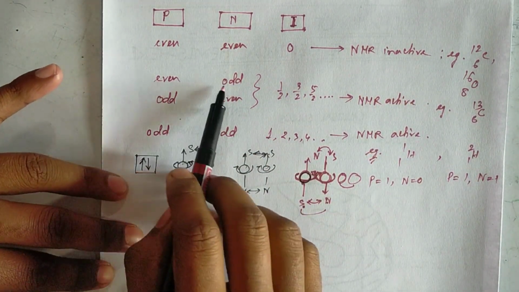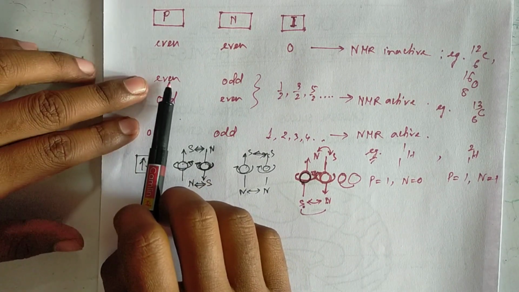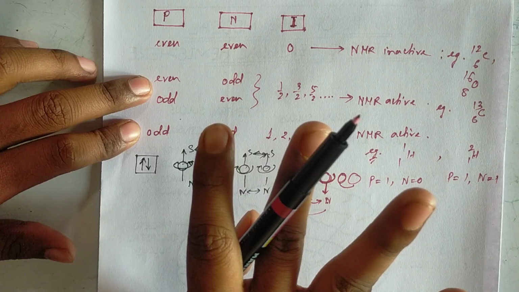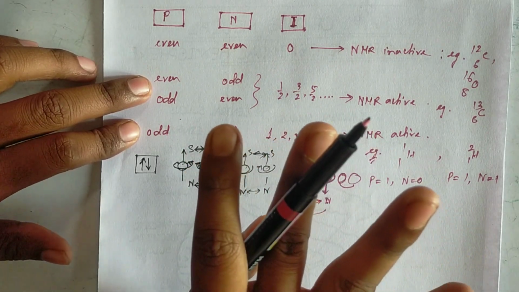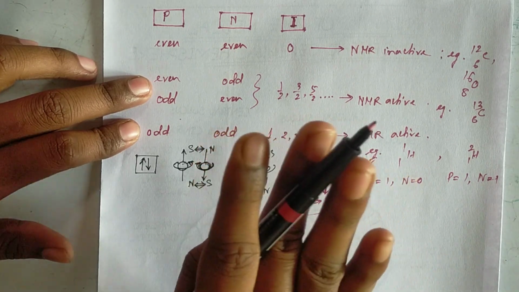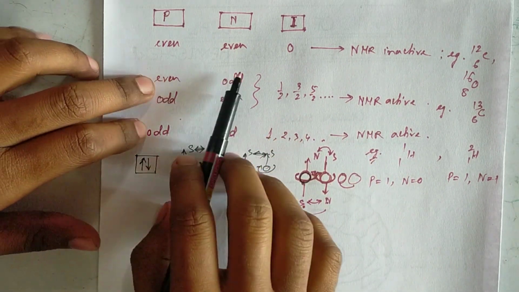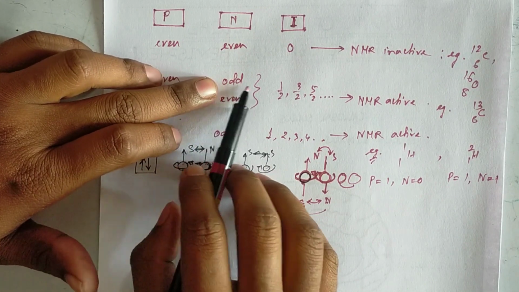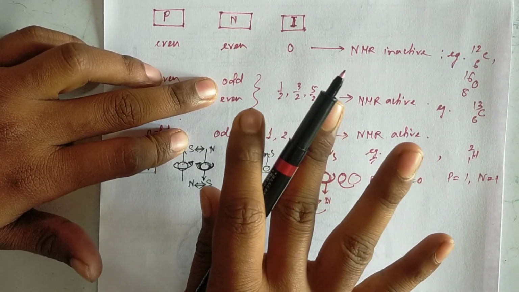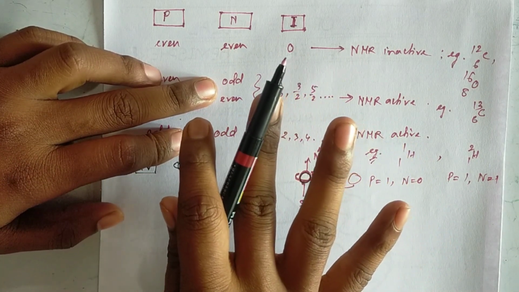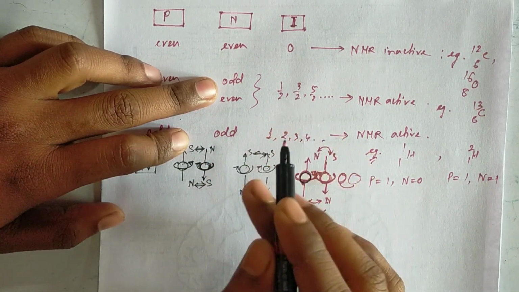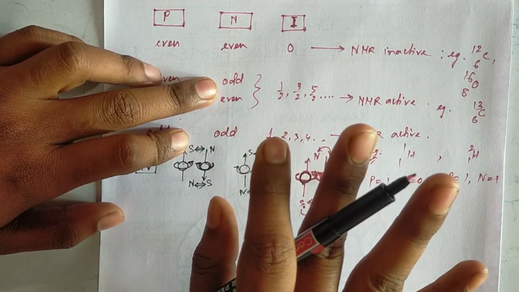Again, in case of this, if there is an even number of protons, suppose 4 protons are there, those 4 protons will pair up and become neutral and there will be 2 pairs. Okay, so here there is an odd number of neutrons, suppose 5 neutrons are there. Okay, so among those, 4 neutrons will pair up and become 2 pairs and they will be neutral.